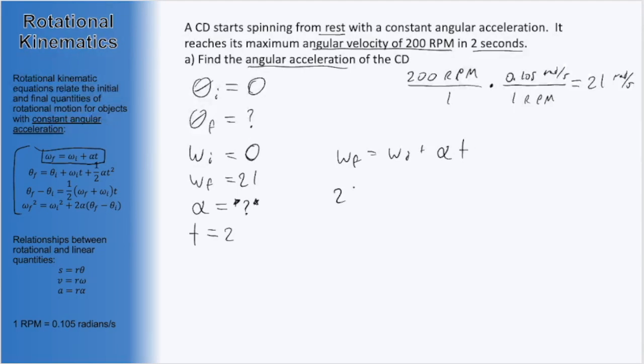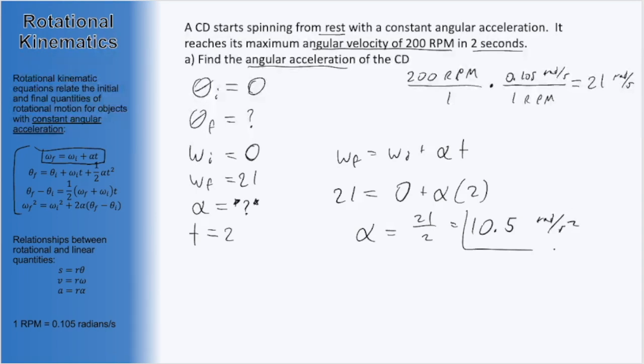Plugging in, we get 21 equals 0 plus the acceleration, which we don't know, multiplied by time of 2 seconds. Going through the algebra, we get alpha equals 21 over 2, which will give us 10.5 radians per second squared. So there is our angular acceleration.